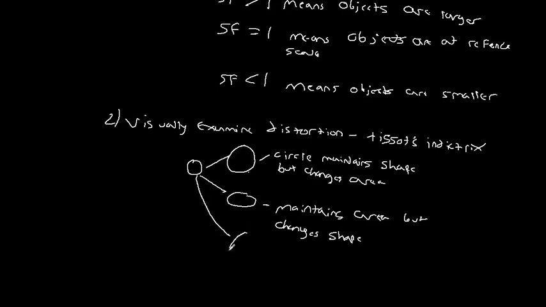And then finally, you have something where you change both area and shape. So this typically would be more indicative of what's called a compromise projection, where you know you're not going to be able to have both, so you make a compromise so that you have a little bit of error in both area and shape, rather than preserving one at the cost of the other.